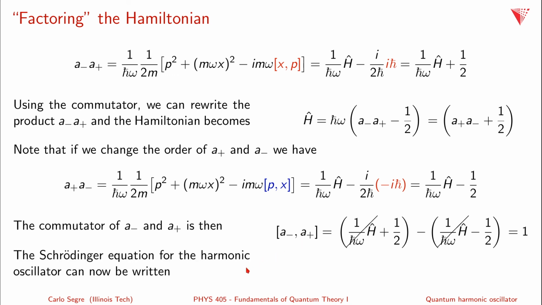So we can now rewrite the Schrödinger equation for the harmonic oscillator in terms of these ladder operators. And we'll see why we call them ladder operators in a short while. The energy times psi, E psi, is equal to h bar omega, a plus a minus or a minus a plus, plus or minus 1/2, applied to psi.